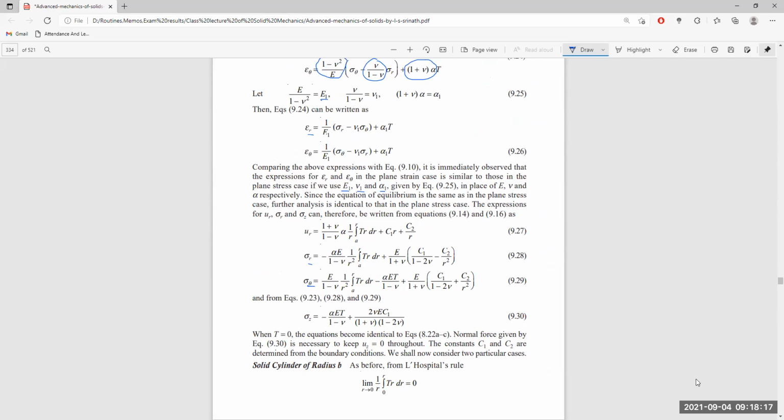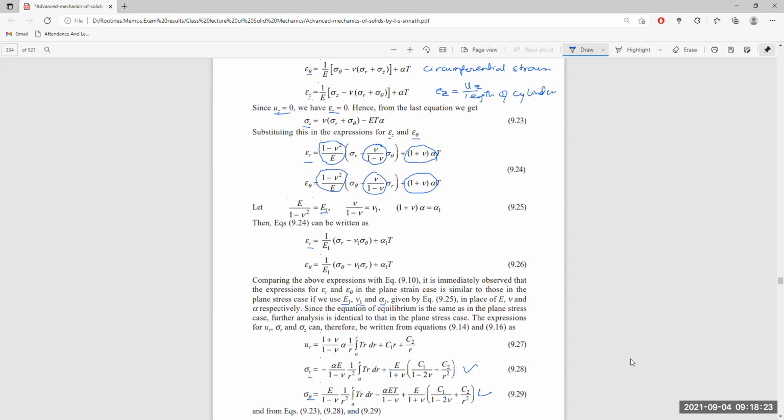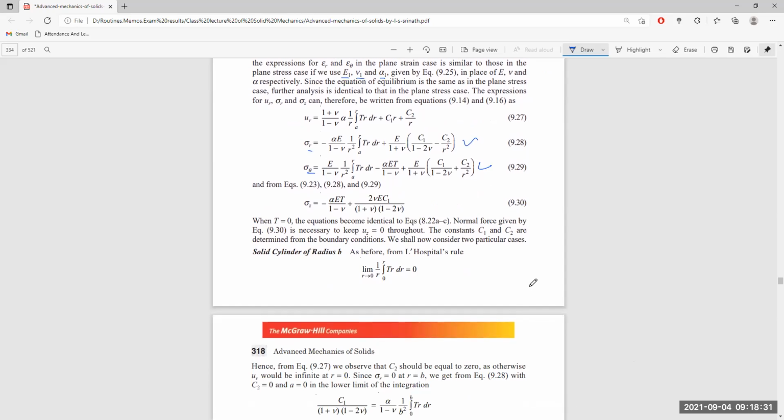This is equation 29, this equation, and this equation, and 23 is the equation here. The relation between sigma r and sigma z, and sigma r and sigma theta. In these three relations, if we take within this, we will get the value of sigma r, sigma z in terms of sigma z minus alpha E T divided by 1 minus nu, into 1 plus 2 nu, E c1, 1 plus nu into 1 minus 2 nu.